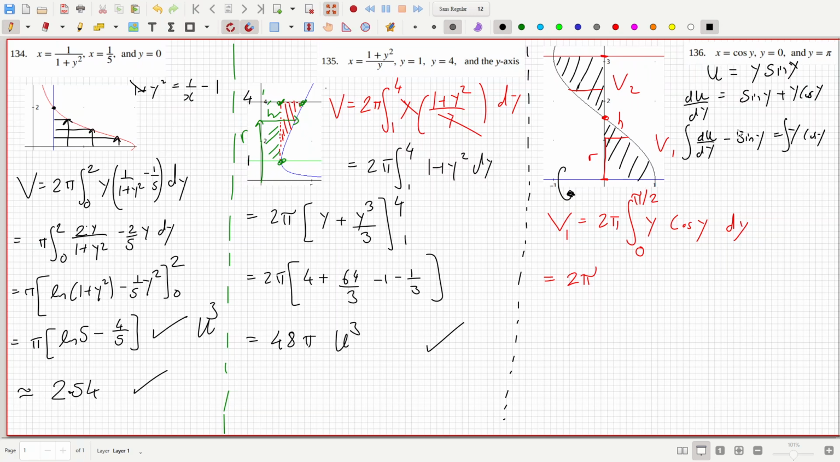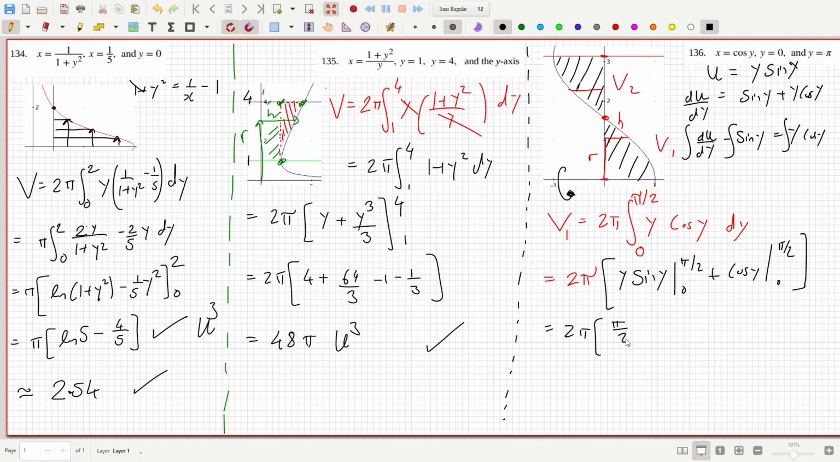So the integration of that would be the integration of that. So that would be u, which would be y sine y with the limits, minus the integration of sine y minus sine y, so that would be cos y, pi over 2, 0. Okay, so that would be 2 pi. Now, sine pi over 2 is 1, so that would be pi over 2. Cos pi over 2 is 0, so pi over 2 minus 1. So 2 pi, that's pi squared minus 2 pi. Pi squared, 2 is cancelled, but that's only the lower.